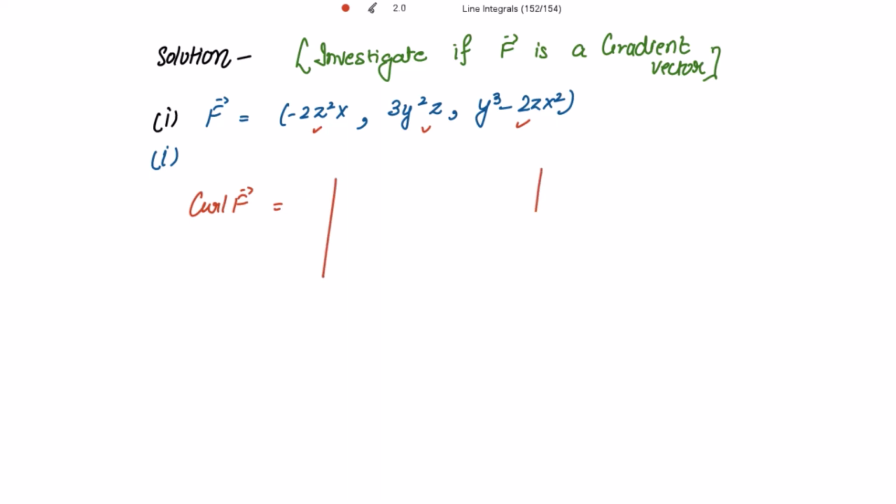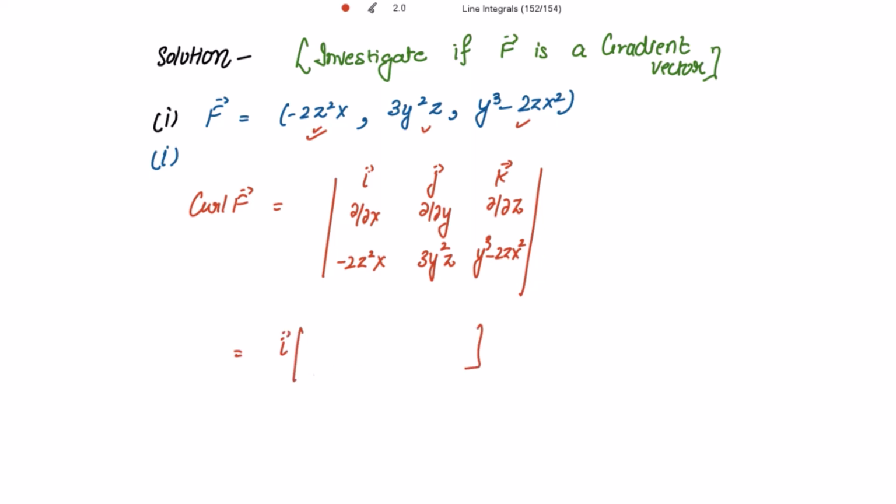So that is equal to the determinant with i vector, j vector, k vector, and here we write ∂/∂x, ∂/∂y, and ∂/∂z. And writing here the first component, that is minus 2z square x, then 3y square z, and then y cube minus 2zx square. If this determinant is equal to 0, then F vector is a gradient vector. So this is equal to i vector times ∂/∂y of y cube minus 2zx square minus ∂/∂z of 3y square z.